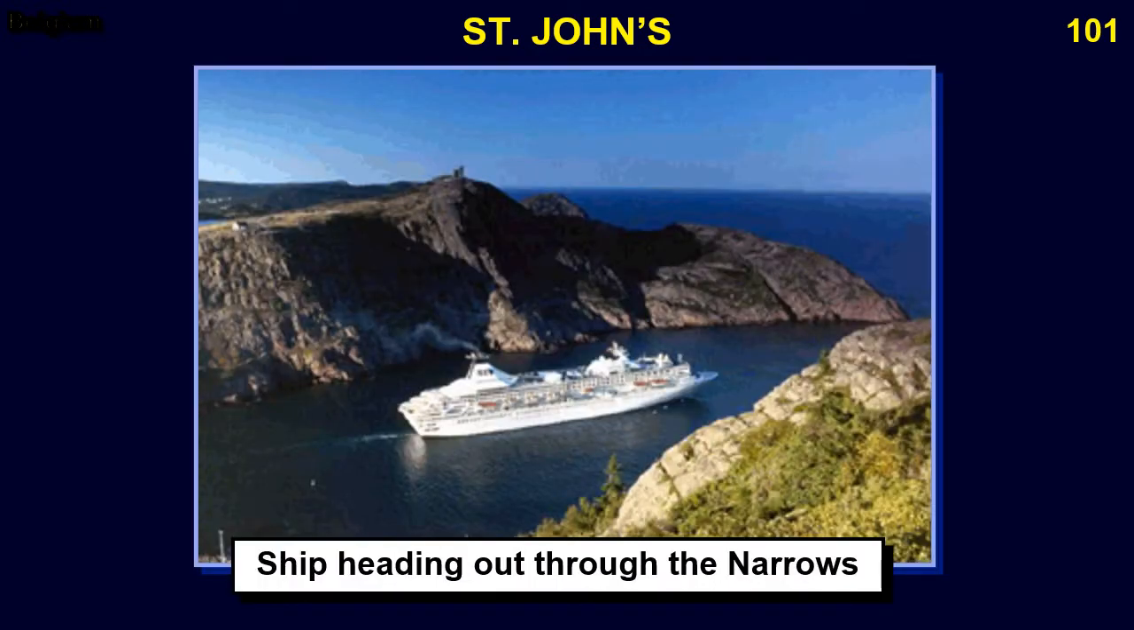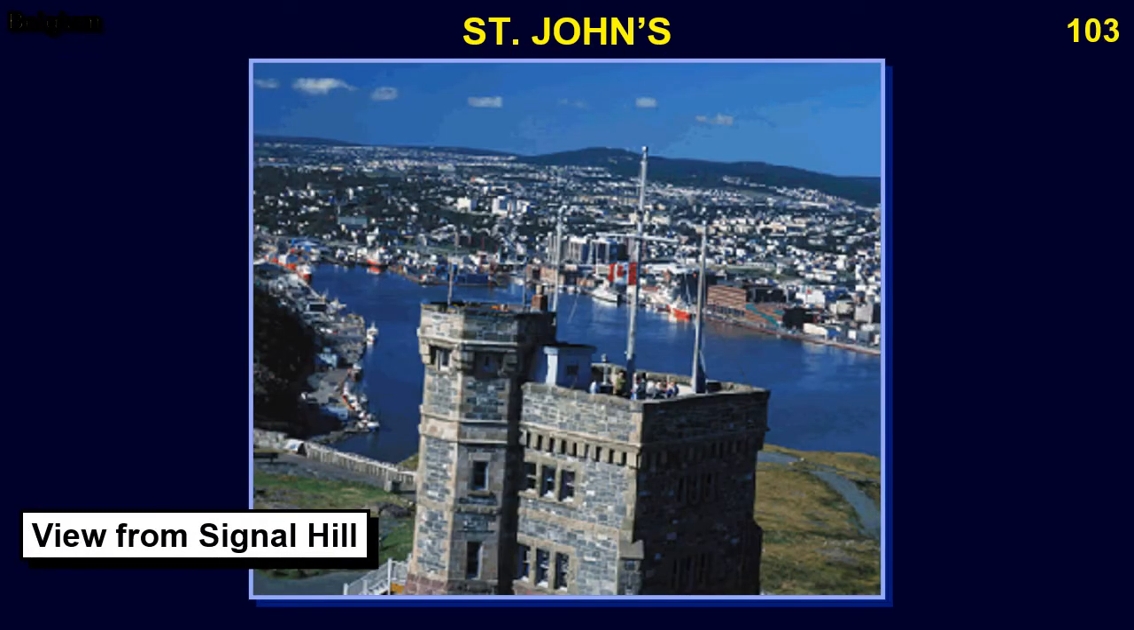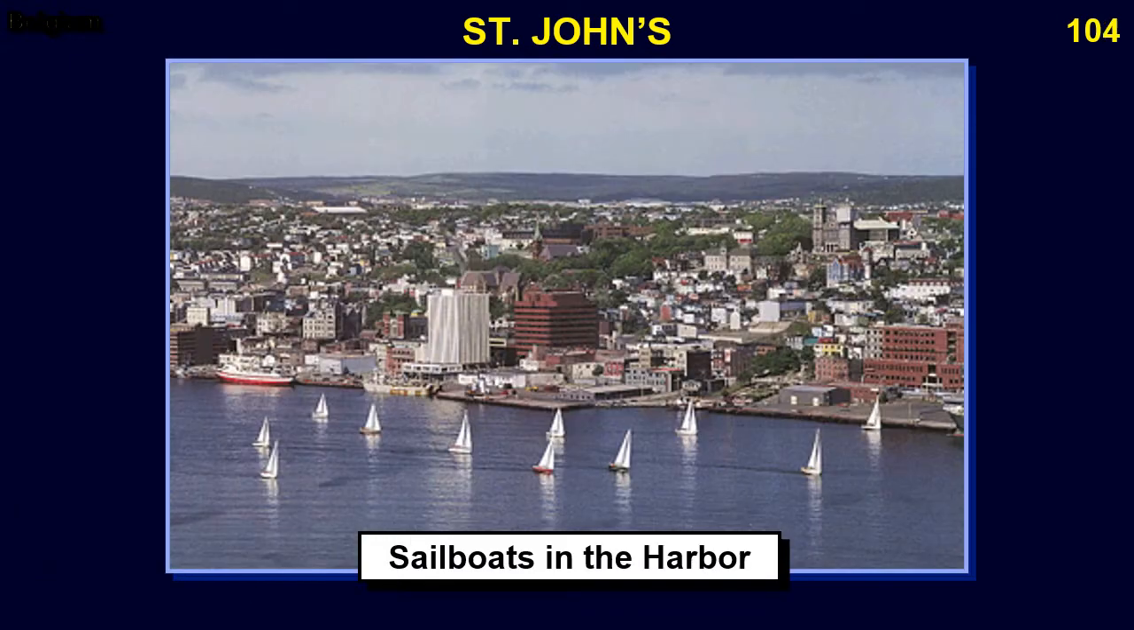This is a ship heading out through the Narrows. This is the Government House in St. John's. This is the view from Signal Hill. These are sailboats in the harbor of St. John's.